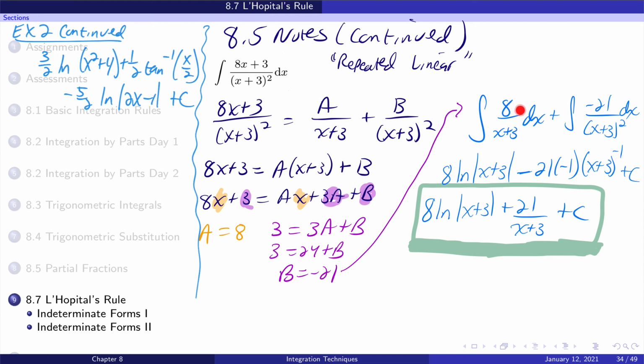Now that we found a and b, we're ready to do the two separate antiderivatives. The antiderivative of 8 over x plus 3 is again a natural log with 8 out front, and then move the 21, and you wind up with a u substitution because the exponent of the denominator is 2, so it's not going to be a natural log case like the previous one where the exponent of the denominator is to the first power, which would make it negative 1 in the numerator. In this case, the exponent of the denominator is 2, so if you do a u substitution with u to the negative 2, your final answer after you take the antiderivative is negative 21 times negative 1 x plus 3 to the negative 1, and then throw in your plus c at the end. There's your final answer.